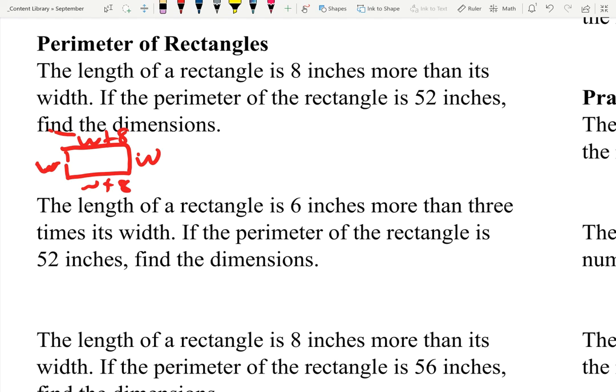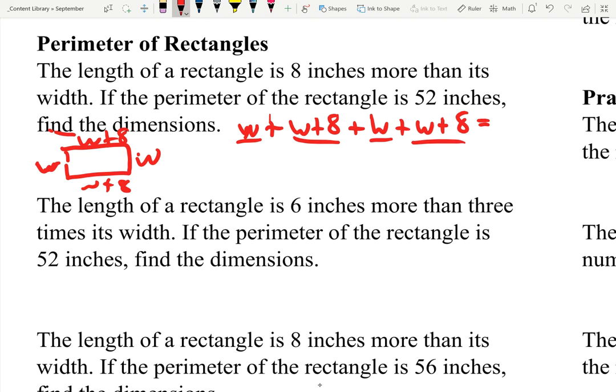Now, I know that perimeter is adding up all four sides. So if I take all four sides that I see in this picture and add them up, equal to 52, because that's the perimeter, I should be able to have no problem solving this. So perimeter is all four sides added together. So we have w is one side plus w plus 8 plus w plus w plus 8. That's all four sides being added together and equaling 52.